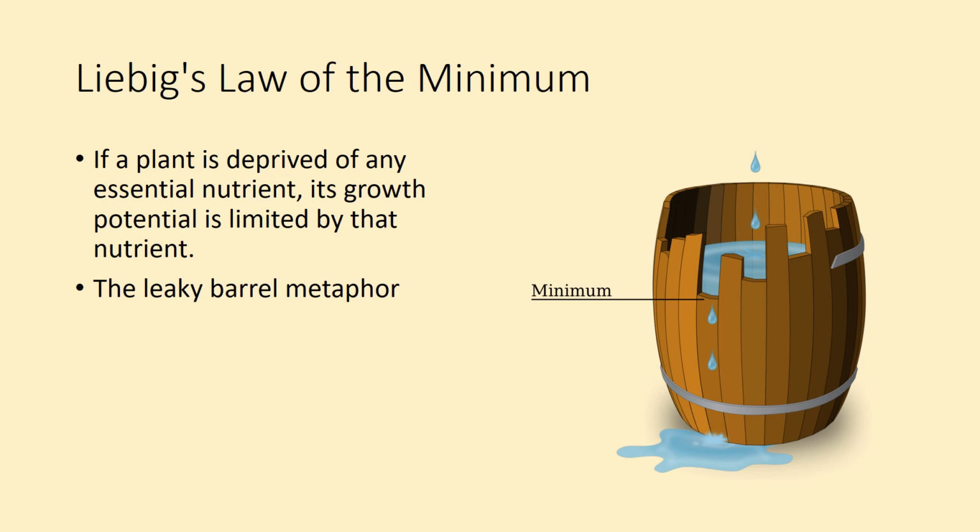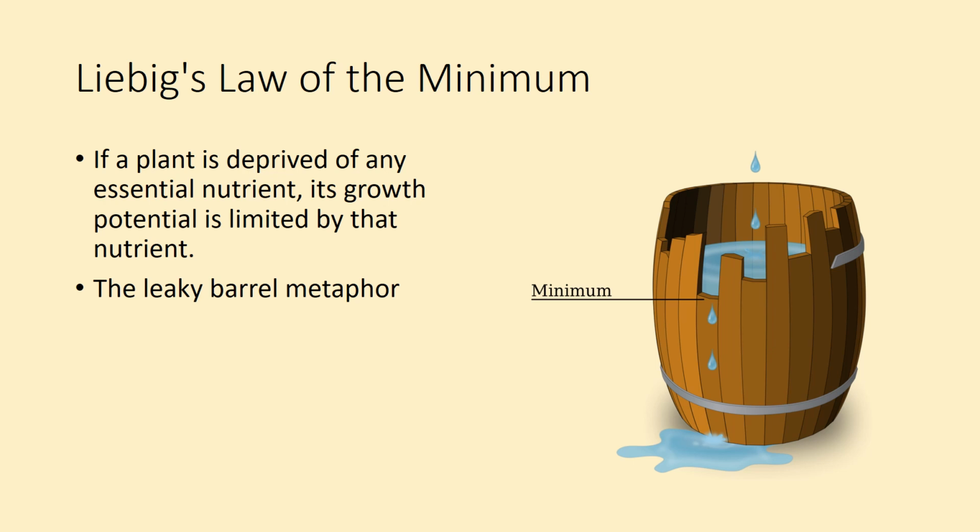Plant growth is then measured by filling the barrel with water. As the plant starts growing, the barrel is filled with water. Eventually, the water will reach the lowest slat on the barrel and start spilling out. This represents the first limit to the growth of plants. The plant cannot grow anymore until that minimum factor is provided.